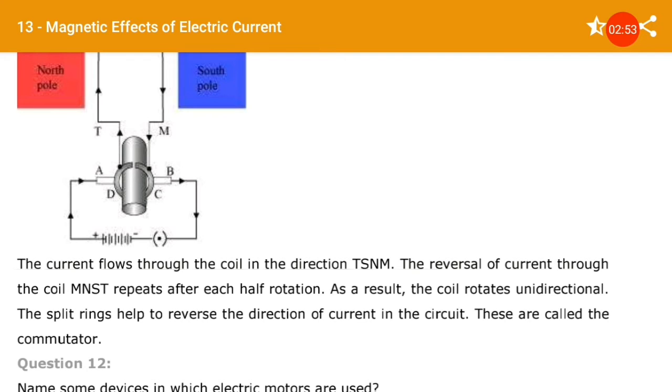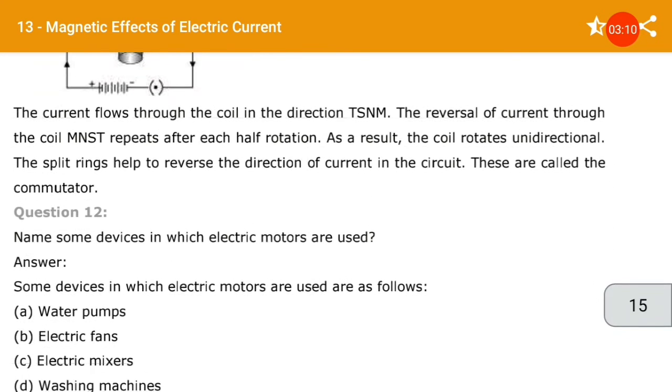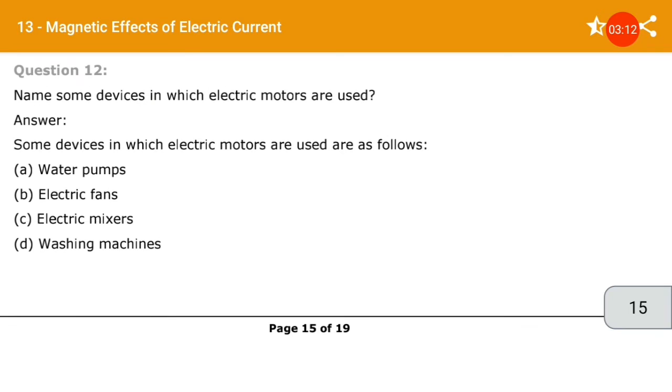The reversal of the current through the coil MNST repeats after each half rotation. As a result, the coil rotates unidirectionally. The split rings help to reverse the direction of current in the circuit. These are called the commutator. So that question is very crucial for your coming exam.